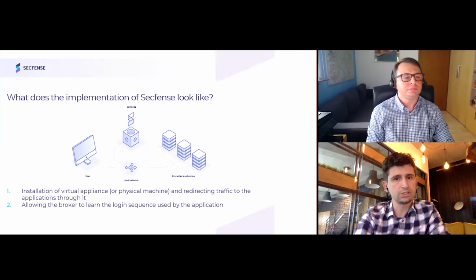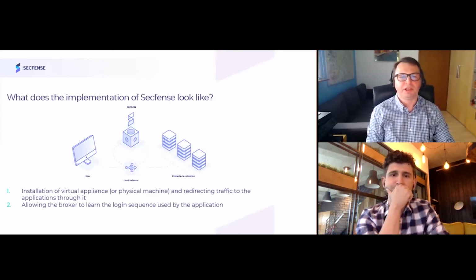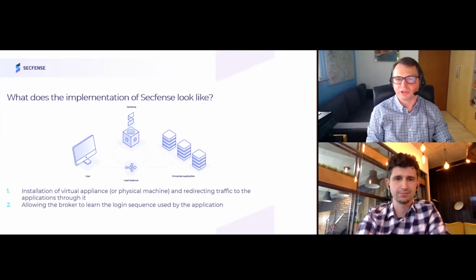Okay, the first question on our fact list is, what does the implementation of Secfense look like? It consists of only two steps. In the first one, you install software or hardware and redirect incoming traffic to protected application through the broker. It can be done in DNS, like in our demo, or on the load balancers, which is the preferred method in production environments. In the second step, you guide the Secfense and let it learn login sequences used by the applications.